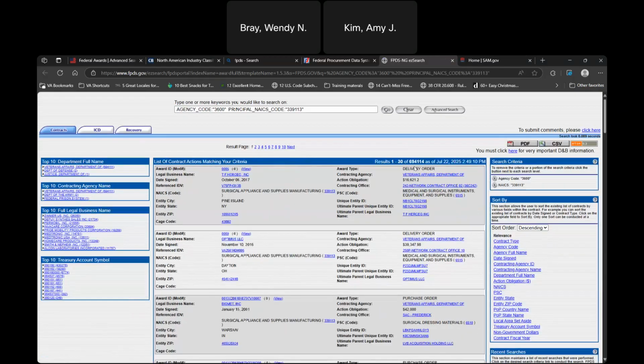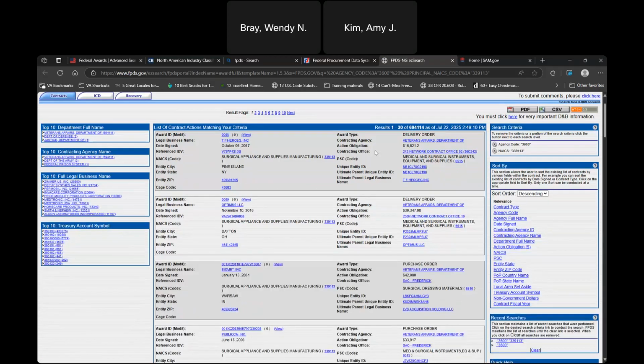And you notice how the results are getting shorter and shorter. We were in 7 million, a little over 7 million. Now we're in a little over 600,000. But what you can see is, okay, now I'm searching, it'll show here at the top, 3600 and the NAICS code, but I still want to shorten these results.